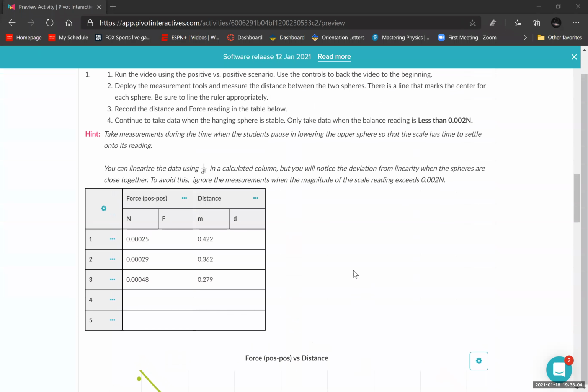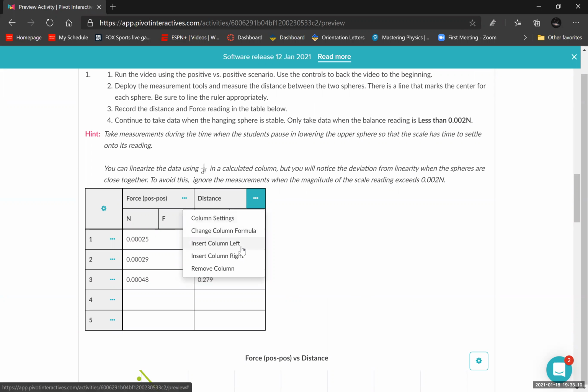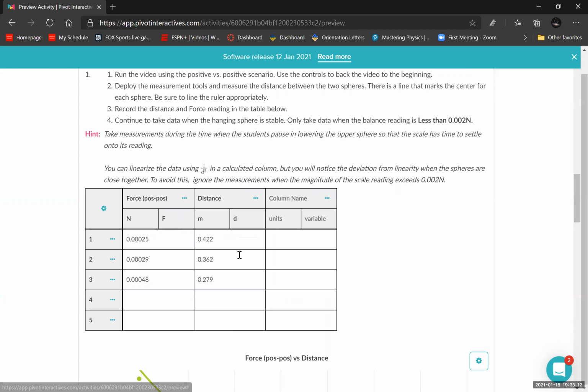Come back to the data table and say, all right, I'm going to add another column to the right. And I'm going to say this is 1 over distance squared. Then the unit is going to be 1 over meter squared, because if it's 1 over distance squared, then the units are 1 over meter squared. And then the variable, just 1 over d squared, let's say. We can do this.